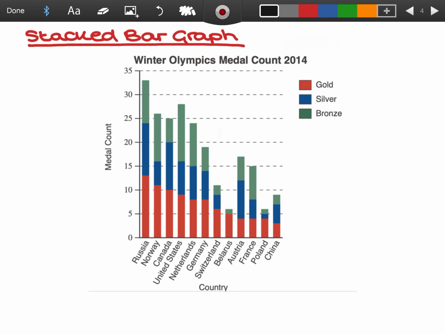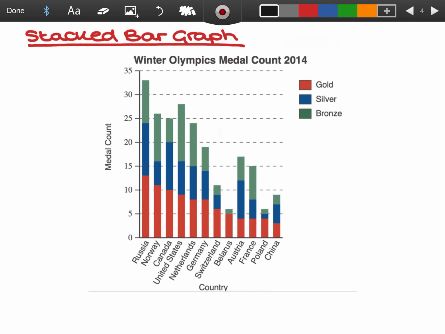Again, make sure it's got a title and make sure that your axes are clearly labelled and that it's got a decent scale that starts at 0. Another reason why we like this is because it shows us the totals. I can see for any country the total number of medals won between gold, silver and bronze. So it's very useful to summarize data when you've got multiple things happening. Stacked bar graphs are good to summarize the data because I can see not only how many of each medal were won by each country, I can see the total number of medals won by each country.